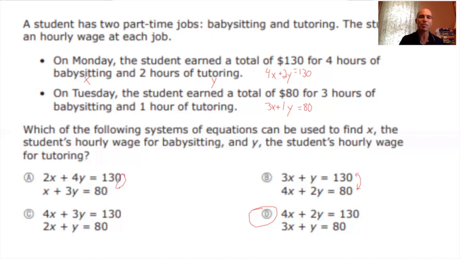That's tricky because if you just made x tutoring and y babysitting, you would have fallen for that one. Don't fall for those traps. Be careful, right? Really, all it is is just translating a word problem into a math problem, but they're going to try to trick you. That's exactly what they did right here.